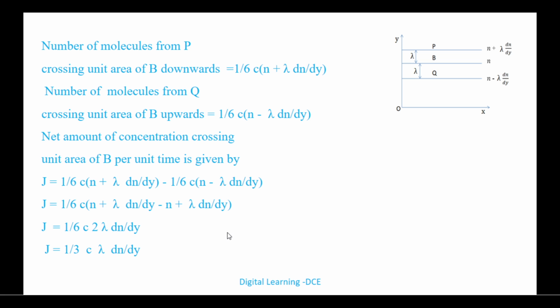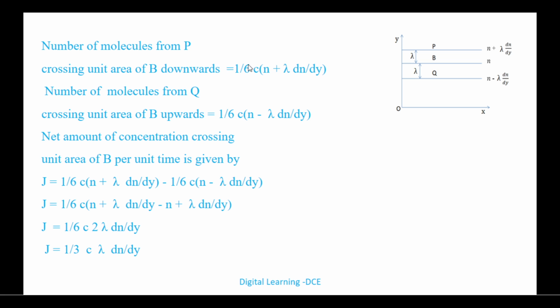That is, the number of molecules from the layer P crossing unit area of layer B in the downward direction is equal to 1 by 6 c into the concentration of the molecules in that layer, that is n plus lambda dn by dy.